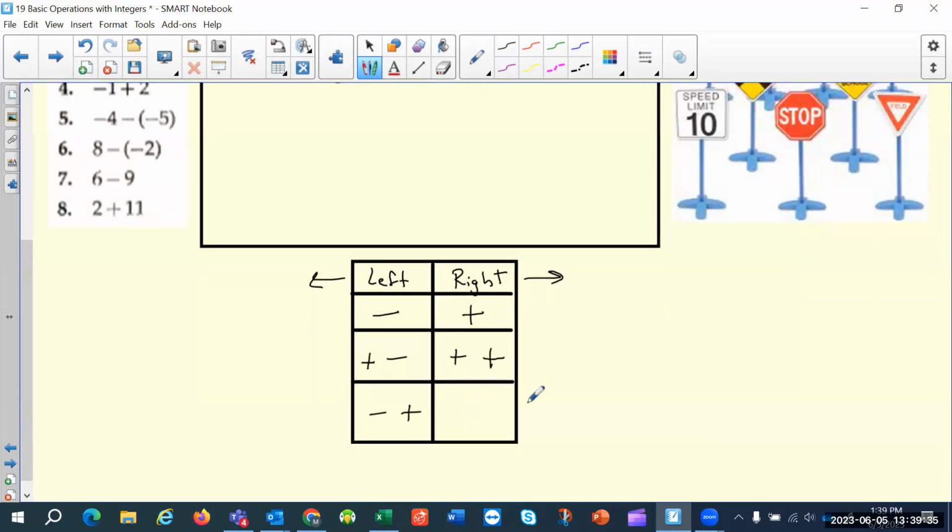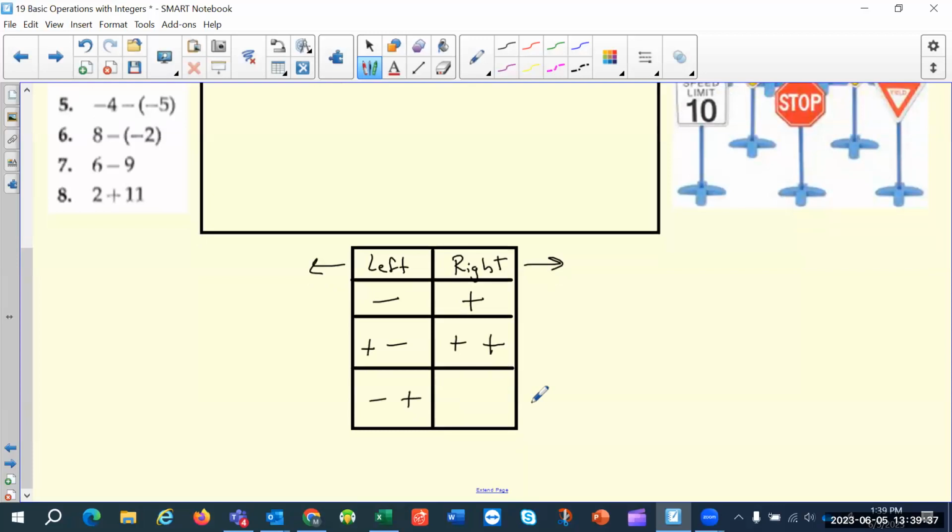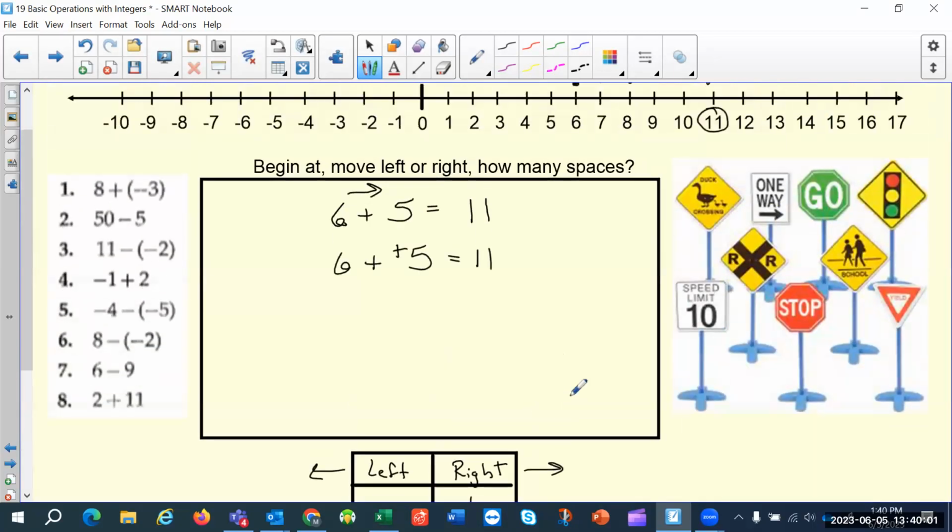Now, here's where I want you to pause. What are we missing? We have minus, positive, plus negative, plus positive, minus positive. What are we missing? Hit pause. And the thing that we're missing goes to the right on the number line. All right. So what are we missing? We're missing minus and negative.